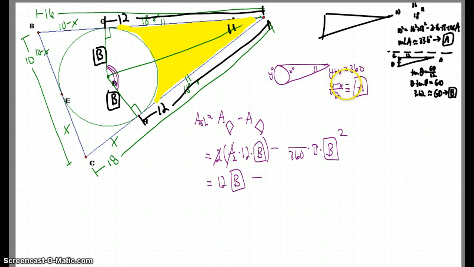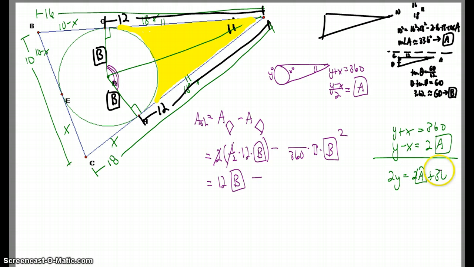Again, which I already have stored into the calculator. So if I look at this second equation, I can double everything to make it look a little bit better. It becomes y minus x equals 2a. The top equation we'll just keep as y plus x equals 360. Adding those equations together, 2y is equal to 2a plus 360. So then divide everything by 2, y equals a plus 180. We can solve for y. Once we know y, we can subtract that from 360 to get x.